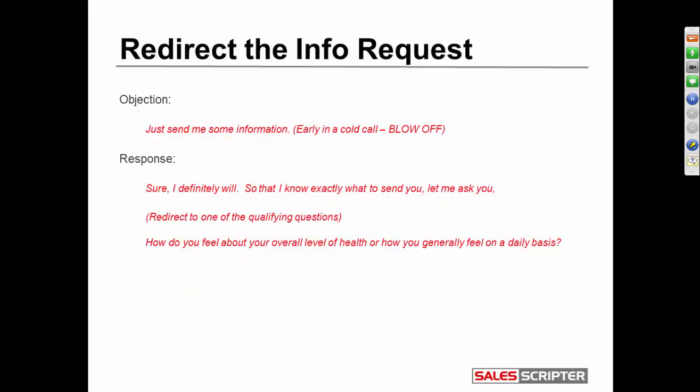Now, another objection that very commonly dumps you right in the follow-up process is, let's say you call someone and they say, hey, send me your info. They might say this during a cold call, and prospects love to use this objection because it gets rid of you, and they don't end up looking like a bad guy. And so here's a response to that.